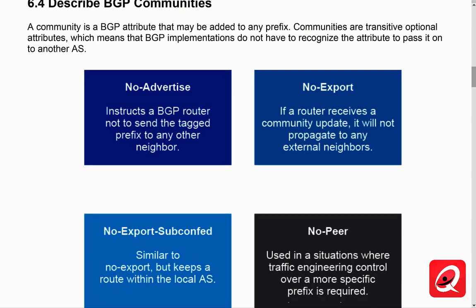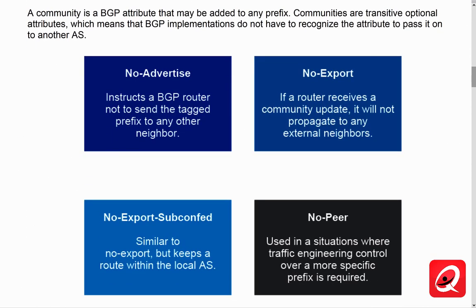Okay, so let's talk about BGP communities. A community is a BGP attribute that may be added to any prefix. Communities are optional transitive attributes, which means that when I apply the community attribute, it's going to be propagated throughout the autonomous system and beyond the neighboring router. But those that receive that community could choose to ignore it, or they could choose to accept it, all right?